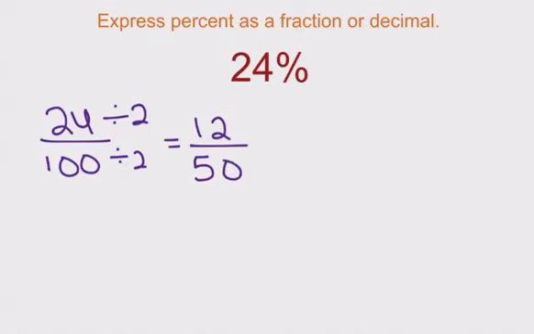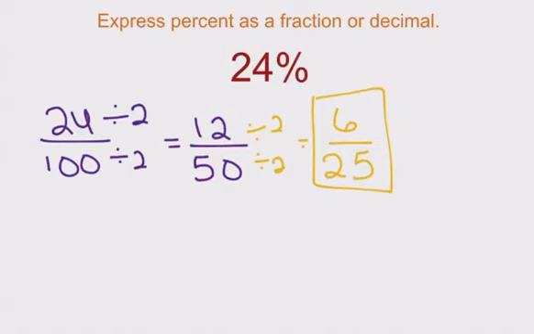When we see the fraction, we see that we can still reduce the fraction again. So we're going to divide by 2 again. And we get 6 over 25. So the fraction of 24% would be 6 over 25.